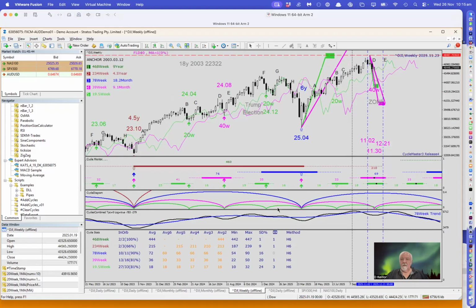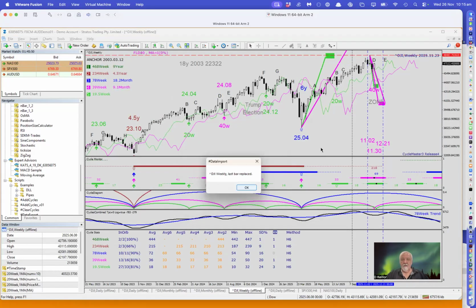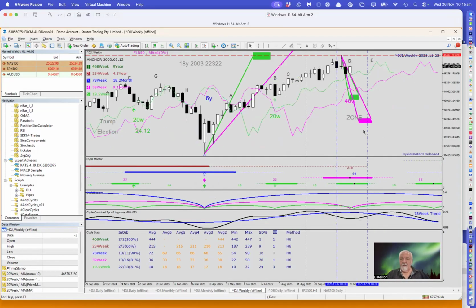I will take a quick look at the weekly, bring some data in, and we'll zoom in a little bit on this. We can get rid of these forecasts. The underlying trend was significantly stronger than these forecasts suggest, and that's okay. They were there just in case.